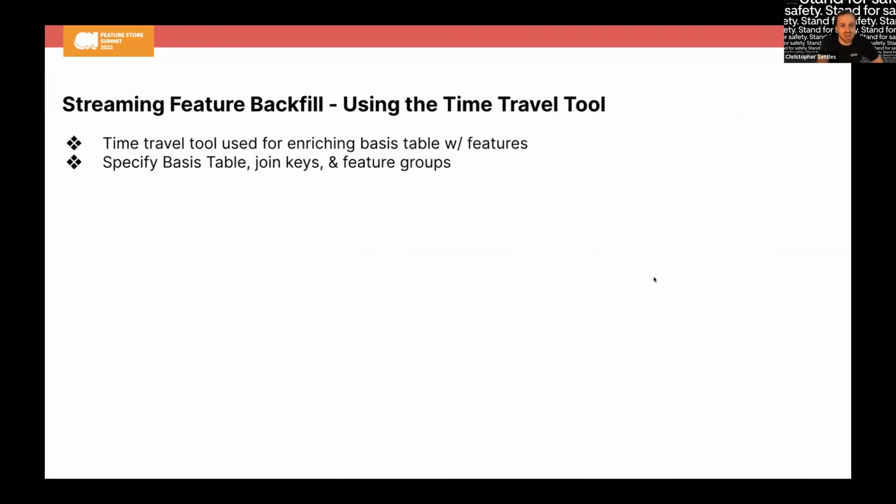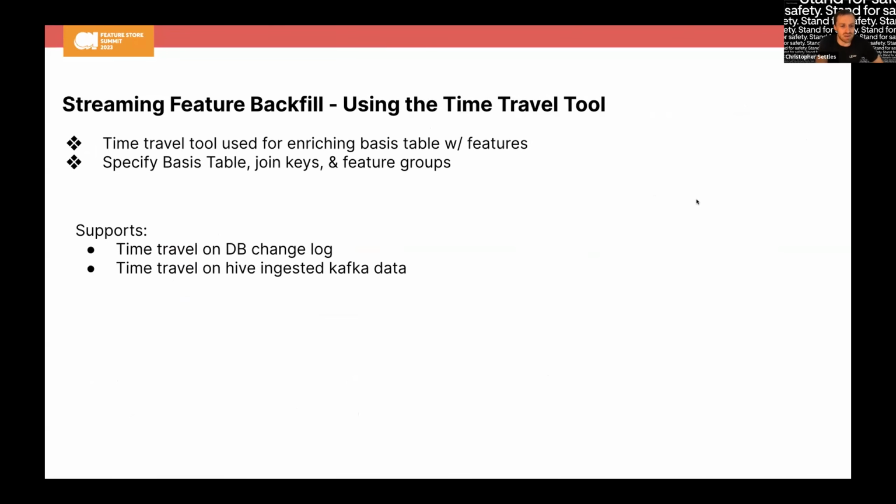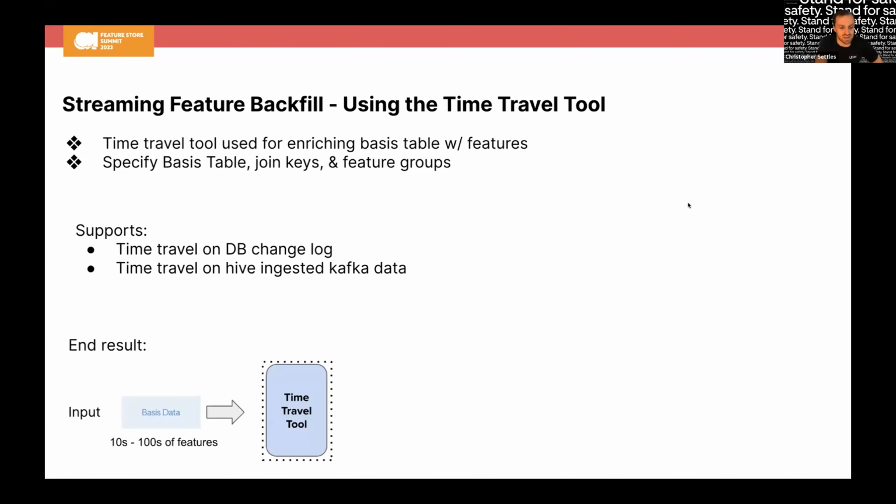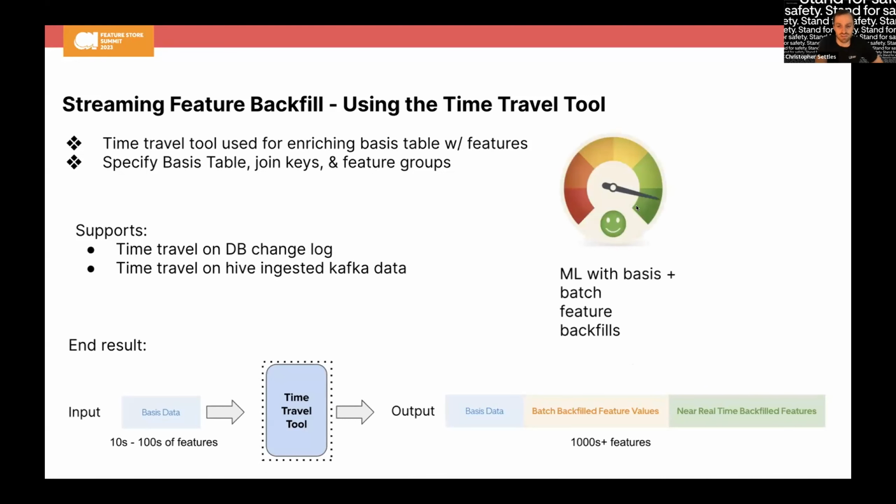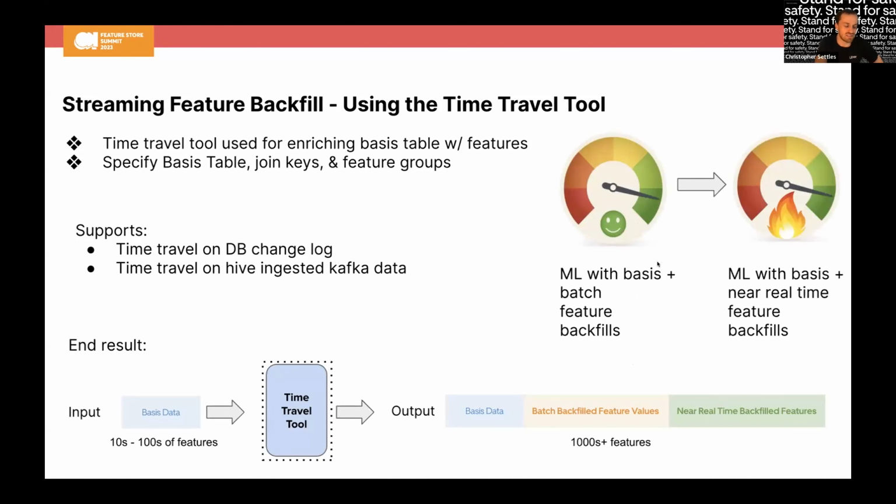So this is the last slide, but summing it all up together, one of the main challenges we see is that we want to provide machine learning engineers access to a tool that can construct training data for them. So this is what we have with this time travel tool. Users can specify their basis table, join keys, and feature groups. And for both batch and near real time, as long as we have data in DB changelog or in some kind of Hive-ingested Kafka, users can specify basis data, use our time travel tool, and ultimately output a new table with a bunch of extended batch and streaming features. And this allows us to transfer from ML with basis and batch feature backfills to ML with near real-time feature backfills.